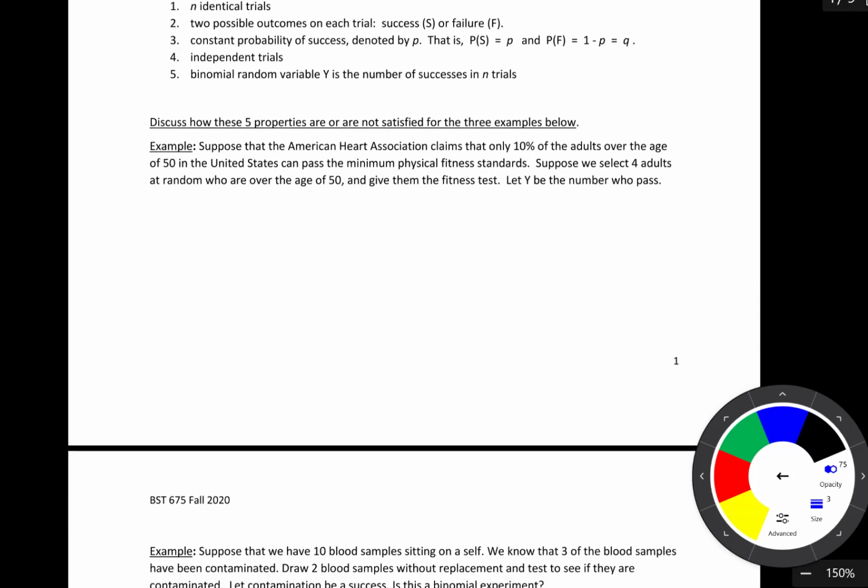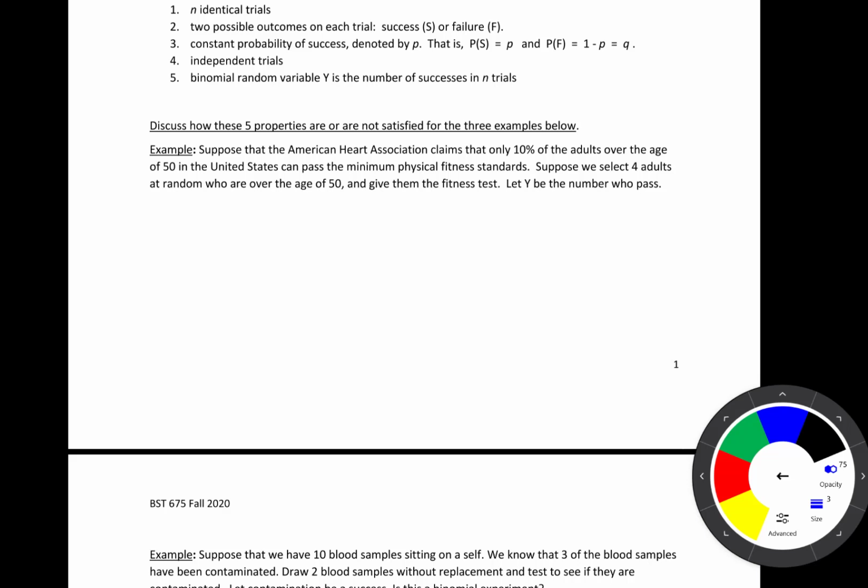Alright, so we're going to look at some examples. We're going to talk about how these 5 properties are or are not satisfied for these examples. And the first one is the one that we've seen before with the American Heart Association. So let's look at it. The first thing we need to satisfy is we need to make sure that we have n identical trials. Well, in this case, we're going to select 4 people. So each of those people are considered a trial. So n is equal to 4.